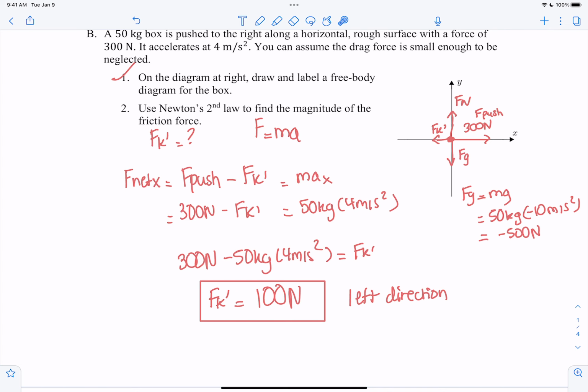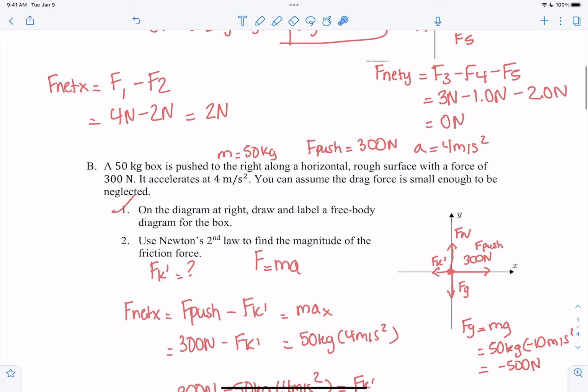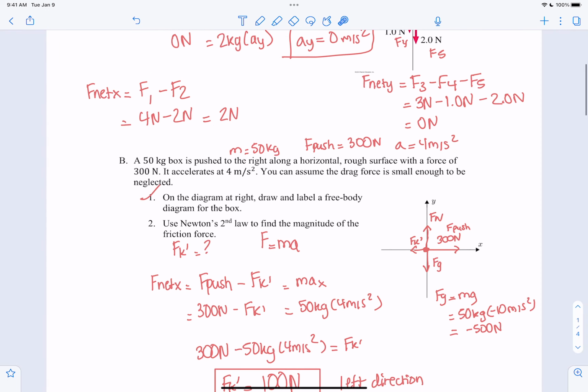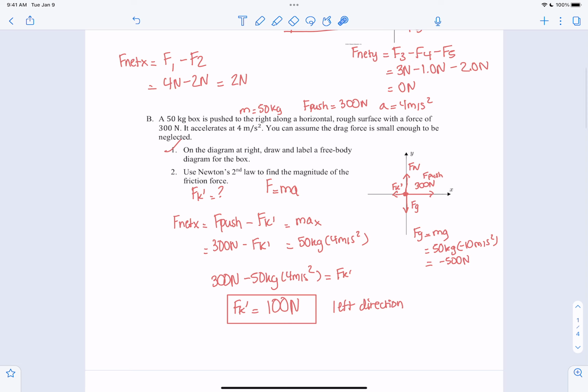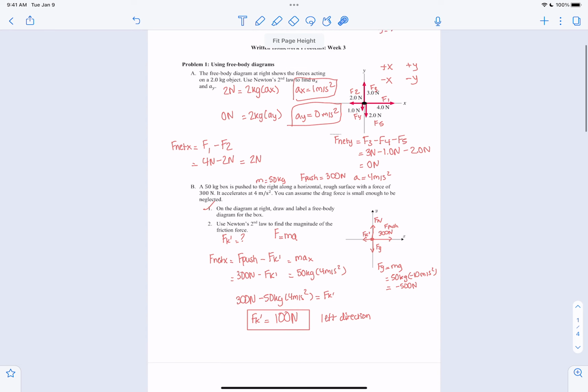F net x is 200 newtons, which is 50 times 4 right here, which makes sense because if we're pushing this thing to the right, the only way we're going to be pushing it to the right is if we have some positive net force to the right. Makes sense for part B? Any questions at all about anything for problem 1?